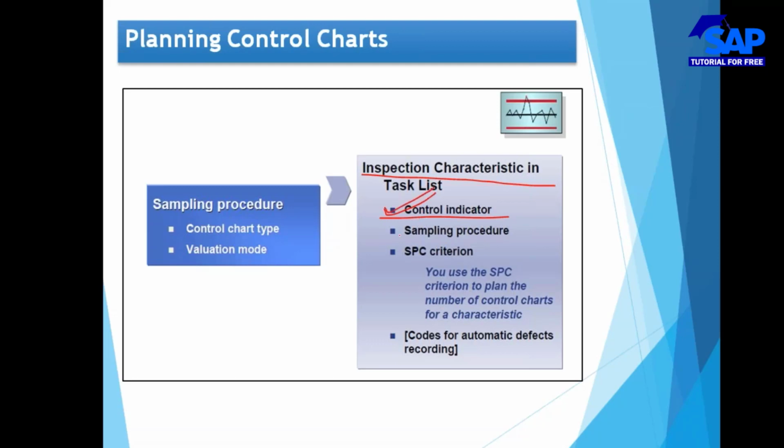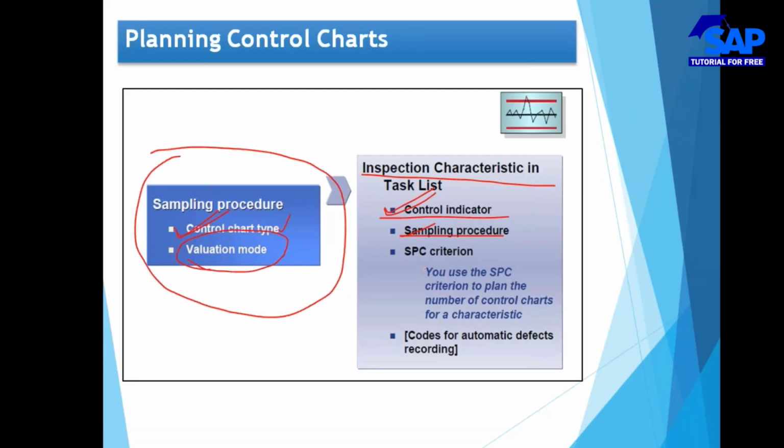Now in the sampling procedure, you need to activate the control chart type. There are a lot of control chart types in the system. The control chart type you are going to use, you need to maintain in the sampling procedure, and accordingly the relevant valuation mode you have to maintain. So these are the settings you will be doing in the sampling procedure.